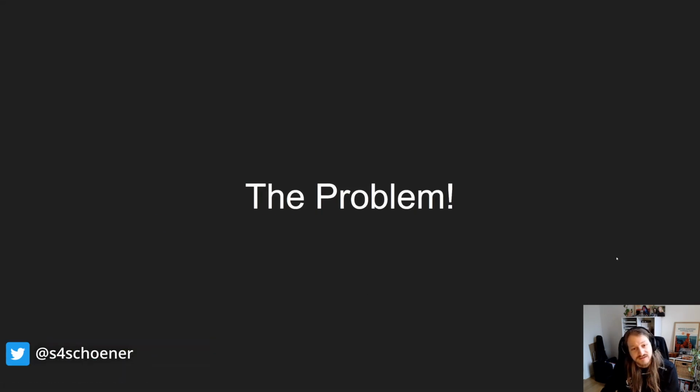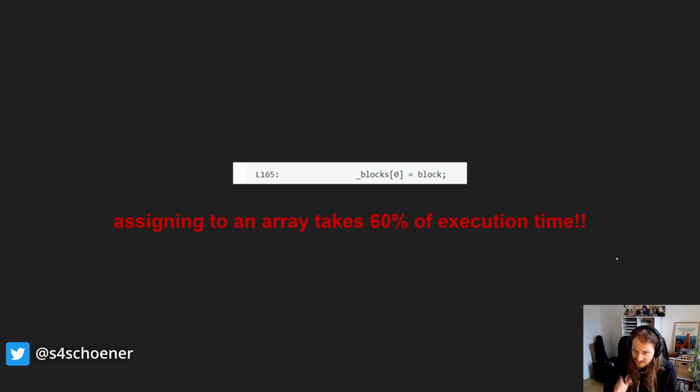The thing that I found is that I spend almost 60% of execution time, or I think rather a little bit more, on a line like this. You have an array of blocks. Blocks are a class type, and you write to that array. Maybe not to index 0, but this is the general setup. It looks like this. You write a block to an array of blocks. And to me, that was surprising. Why would something like this take up 60% of execution time?